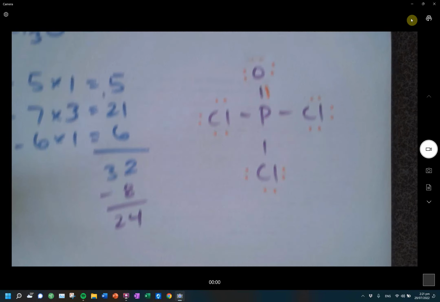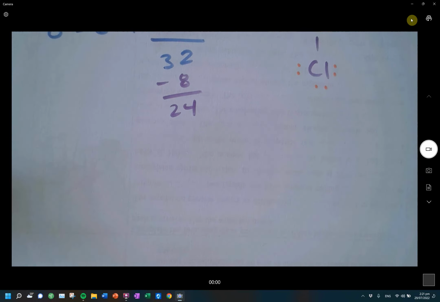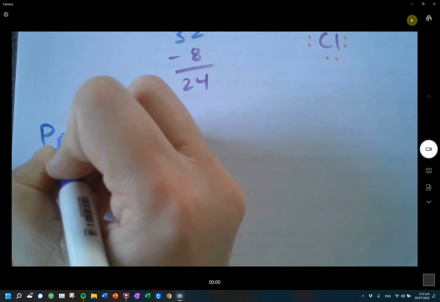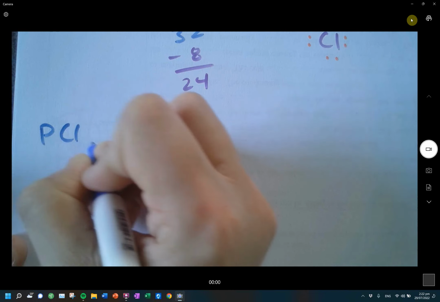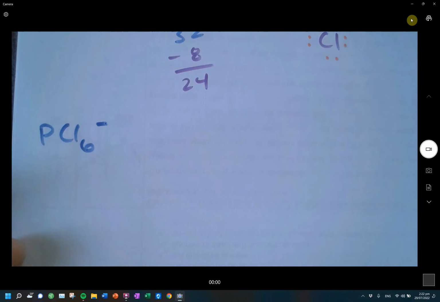The other thing to keep in mind is if you have any ions, you need to put them in square brackets. So you can do Lewis structures with ions. I'll just quickly draw one out so you can see it. I'm not going to do all the working behind it. So let's say I had PCl6 with a minus on there.